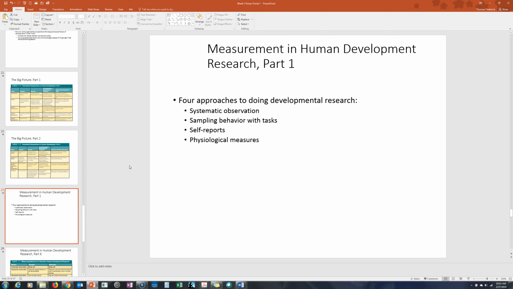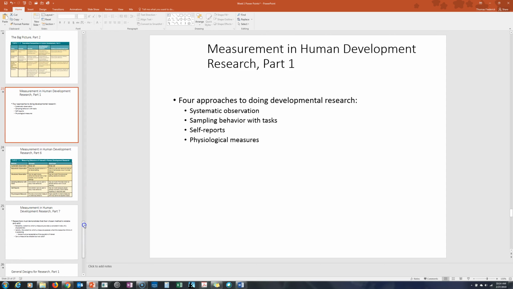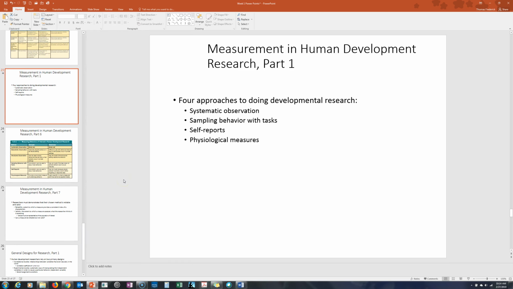So now we should shift into more empirical perspectives on human development. And so, four approaches to doing developmental research. Looks at systematic observation, sampling behavior with specific tasks, self-reports, and then, of course, physiological measures.